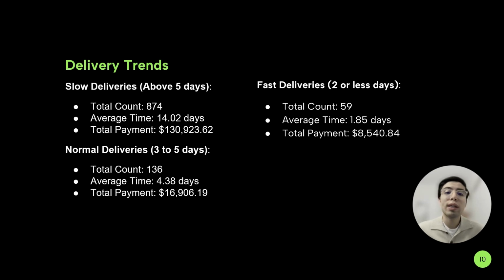And now, moving on to examining delivery trends, we categorize deliveries into three groups for this study: slow deliveries, which are over 5 days, normal deliveries, which are from 3 to 5 days, and fast deliveries, which are less than 2 days. The analysis revealed that 874 out of 1,069 deliveries available for this analysis fall into the slow category, with an average delivery time of 14 days. These findings show room for improvement in reducing average delivery times, because ideally, we would like to see an increase in the share of fast deliveries. With this said, I'll hand it over to Sarah, who will walk us through the marketing findings.